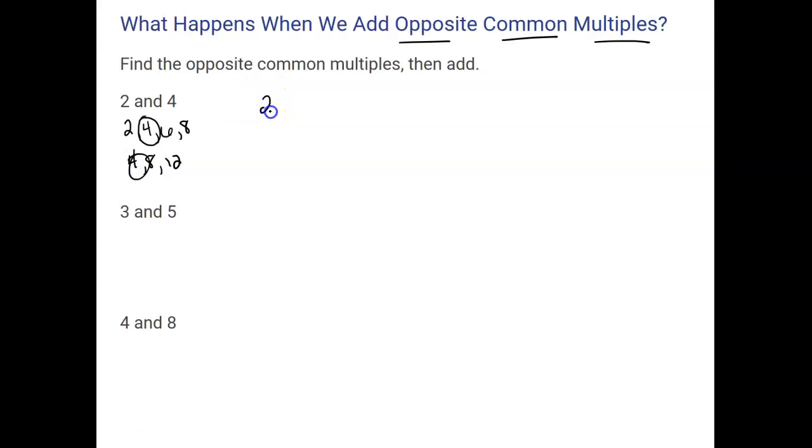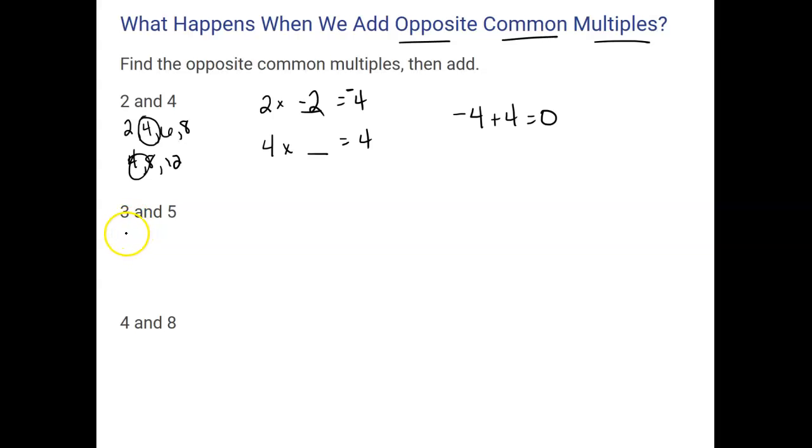So I need to multiply 2 times something to make 4, and I need to multiply 4 times something to make 4. Well, I don't need to multiply 4 times anything. It's already done. But if I want these to be opposites, if I want them to be negative 4 and 4, I need to multiply by negative 2. When I add negative 4 and 4, I get 0.